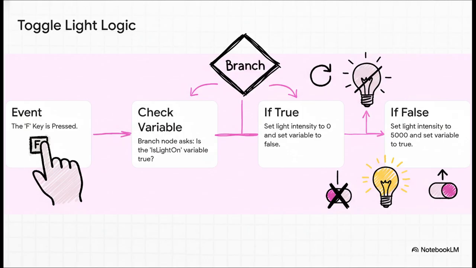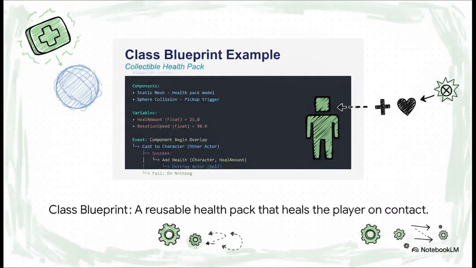This little toggle pattern is something you will use constantly in game development. Okay, time to switch gears to class blueprints. A health pack is the perfect example here, right? Because you're going to want to sprinkle these things all over your game. The logic is totally self-contained inside the health pack's own blueprint.